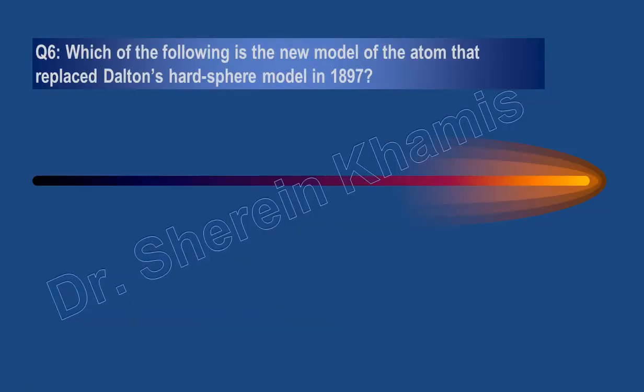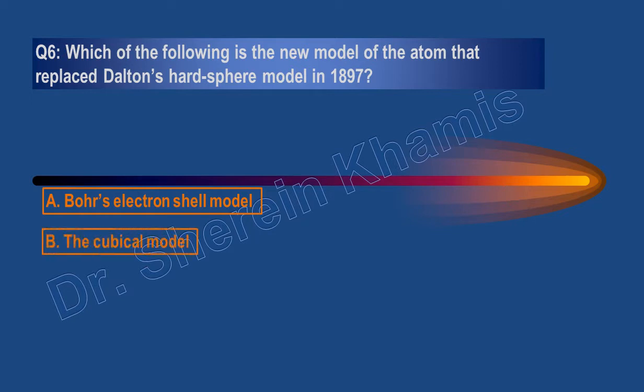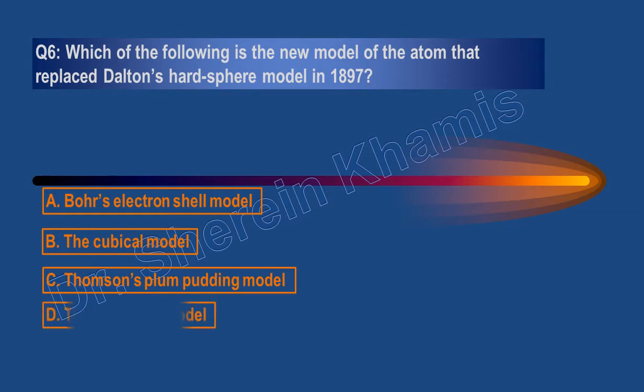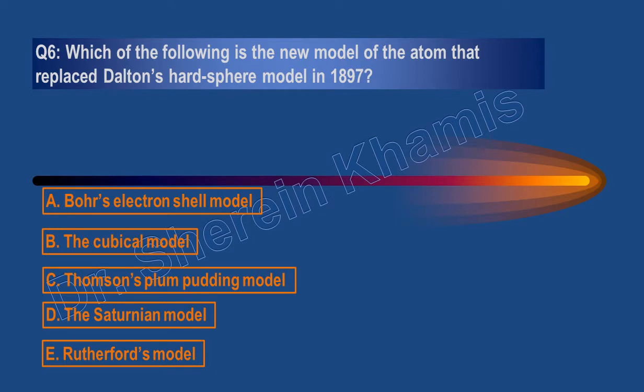Question number 6 says: which of the following is the new model of the atom that replaced Dalton's hard sphere model in 1897? We have the first one, Bohr's electron shell model, the cubical model, Thomson's plum pudding model, the Saturn model, and the last one, the Rutherford model. The one that comes after and replaces the Dalton sphere is Thomson's plum pudding model.